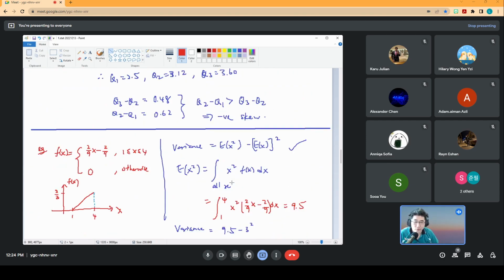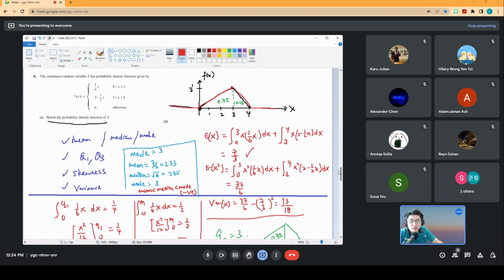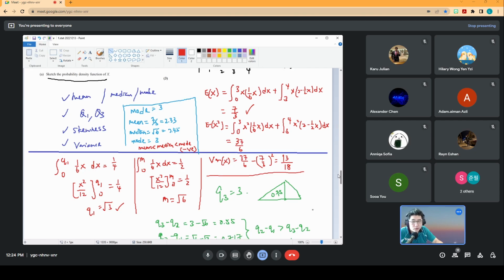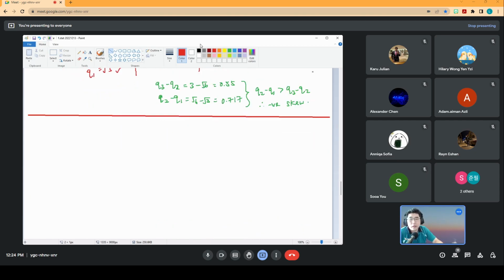Okay, we will continue with the lessons. From PDF, we already are able to find mean, median, mode, Q1, Q2, Q3, skewness, variance. Now we want to do something called CDF, cumulative density function. You are required to write CDF. So from earlier, using this example, we already have PDF.